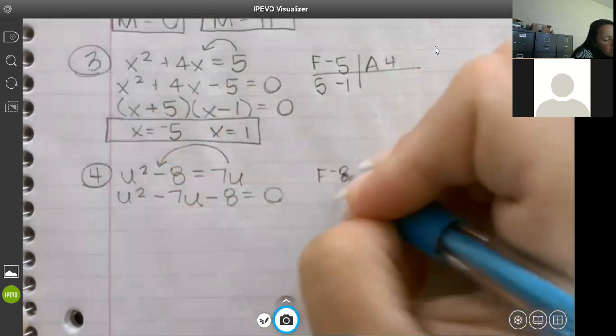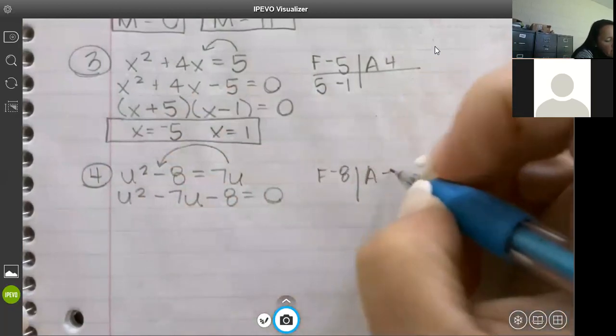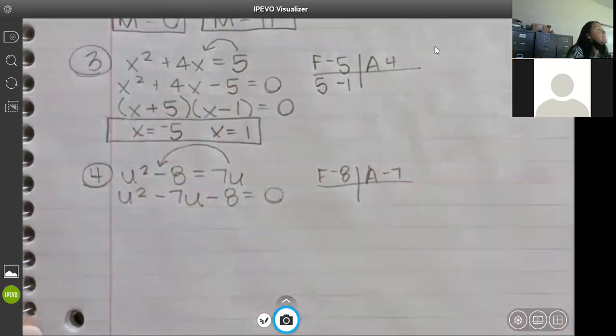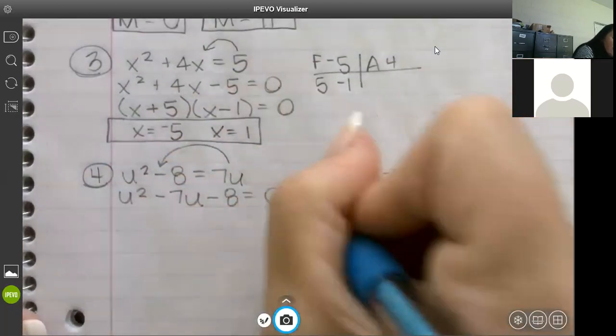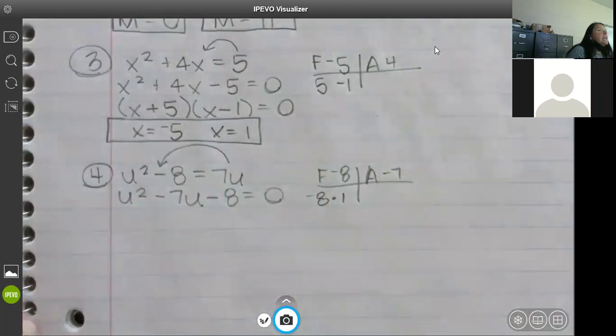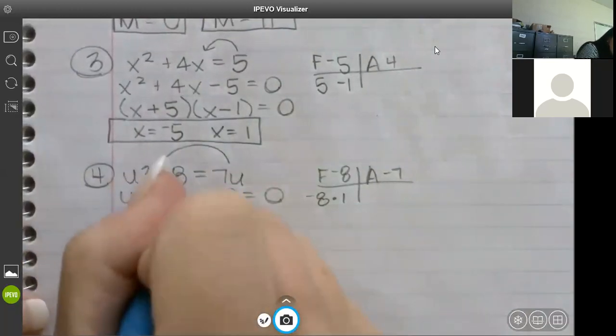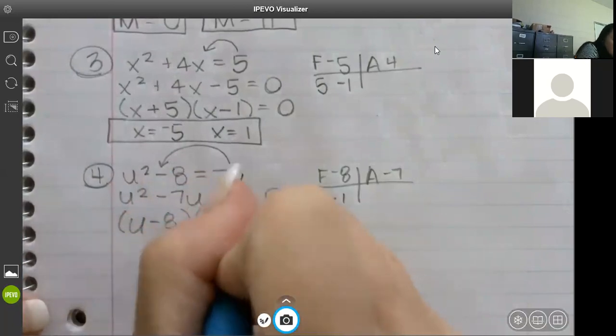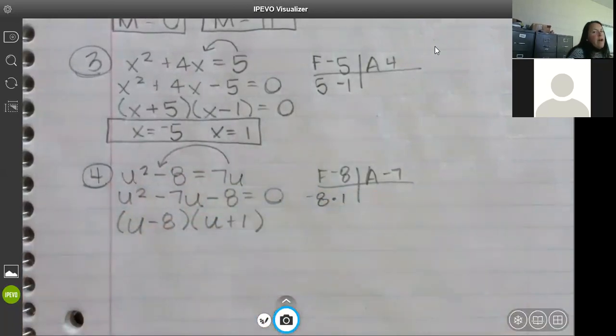We're going to find factors of the last, negative 8, that add to negative 7. You know how to do that in your calculator. I'm going to go ahead and tell you they're negative 8 and positive 1. So u minus 8 and u plus 1 is your factor.